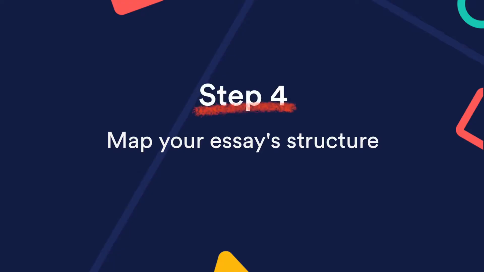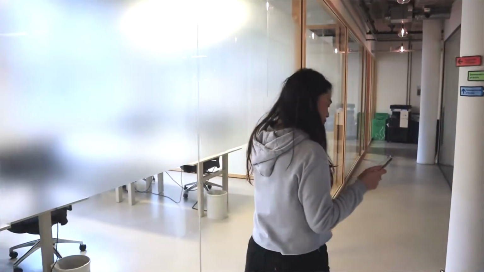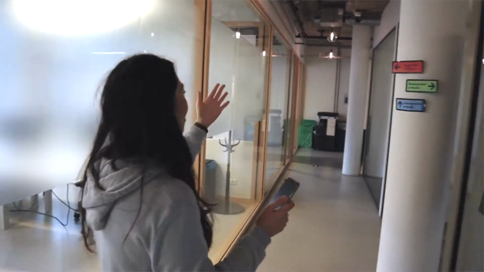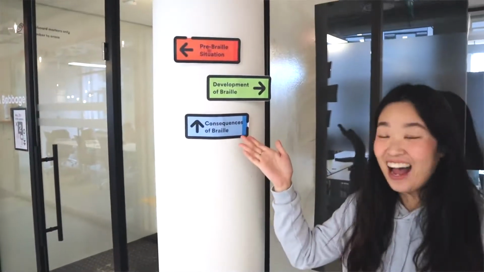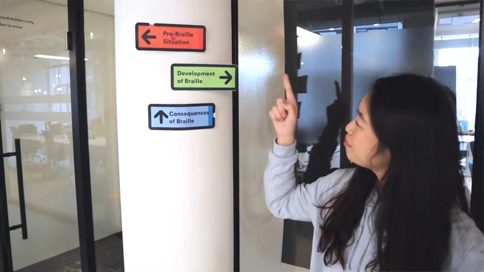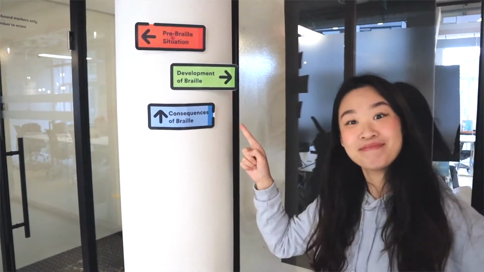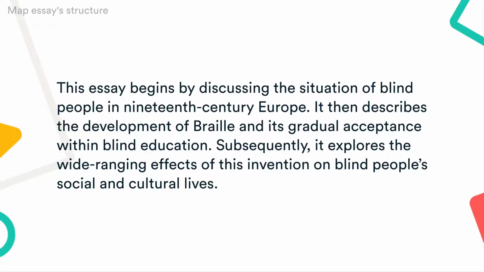Step 4. Map your essay structure. Particularly in longer essays, it's helpful to end the introduction by signposting what will be covered in each part. Keep it concise and give your reader a clear sense of the direction your argument will take. In our example, we map out the 3 main parts of the essay: the pre-Braille situation, the development of the invention, and the consequences.